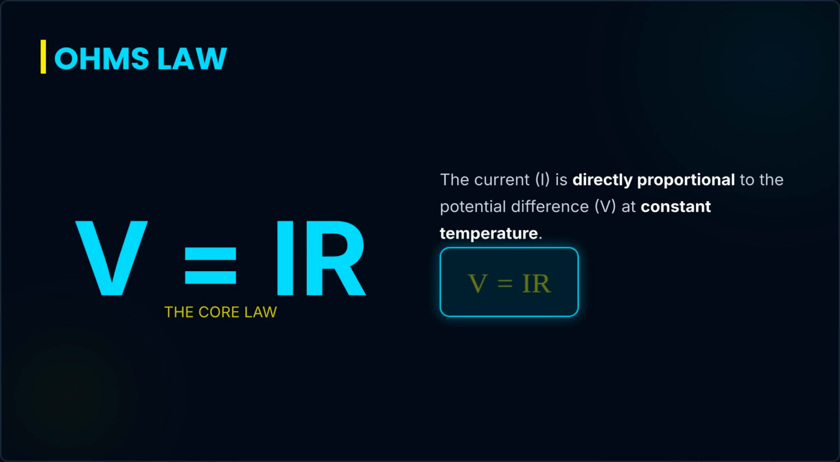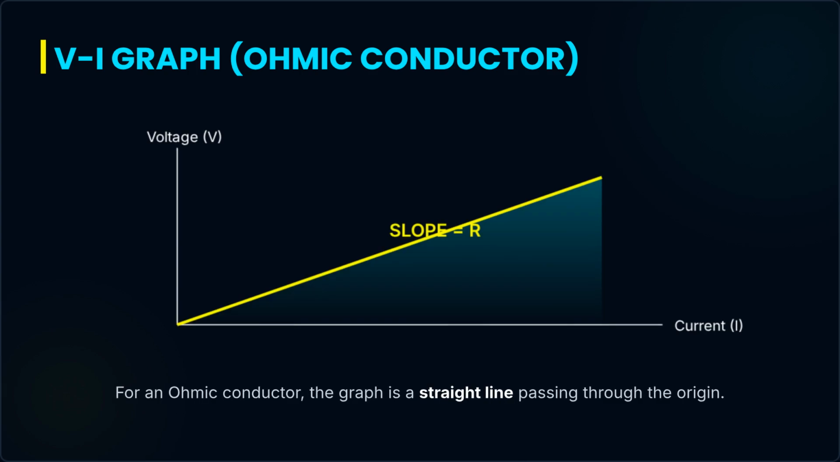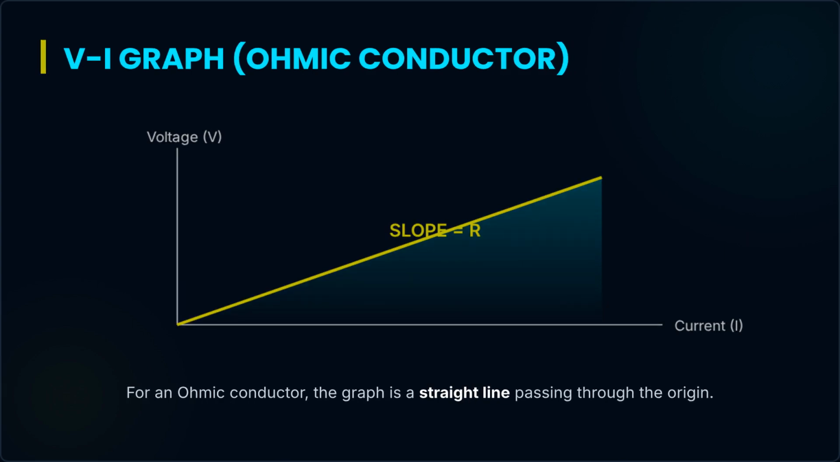Ohm's law is a core law stating that current I is directly proportional to the potential difference V at a constant temperature. This relationship is expressed as V equals IR, where R is the constant of proportionality called resistance. For an ohmic conductor, the graph plotting voltage V against current I is a straight line passing through the origin. The slope of this line represents the resistance R.